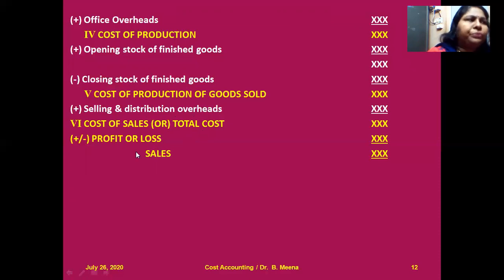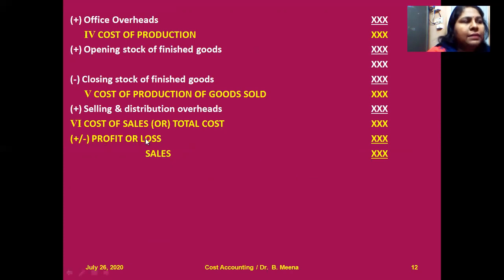Look into the problem. Either the information will be given on profit, or the information will be given on the sales. If the sales information is given, compare the sales with your total cost, find out the profit or loss. If the profit or loss information is given, find out the sales. Okay, so try to understand. I am repeating once again. Look into the problem. Either the sales or the profit or loss information will be given in the problem.